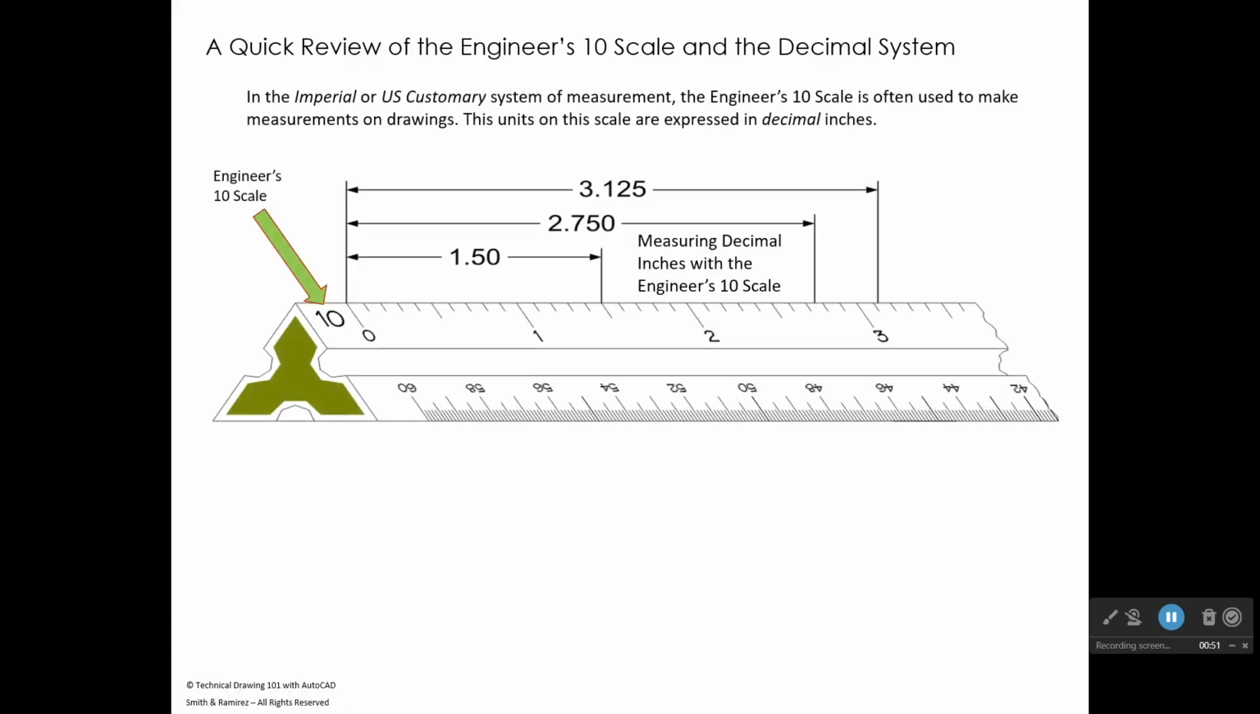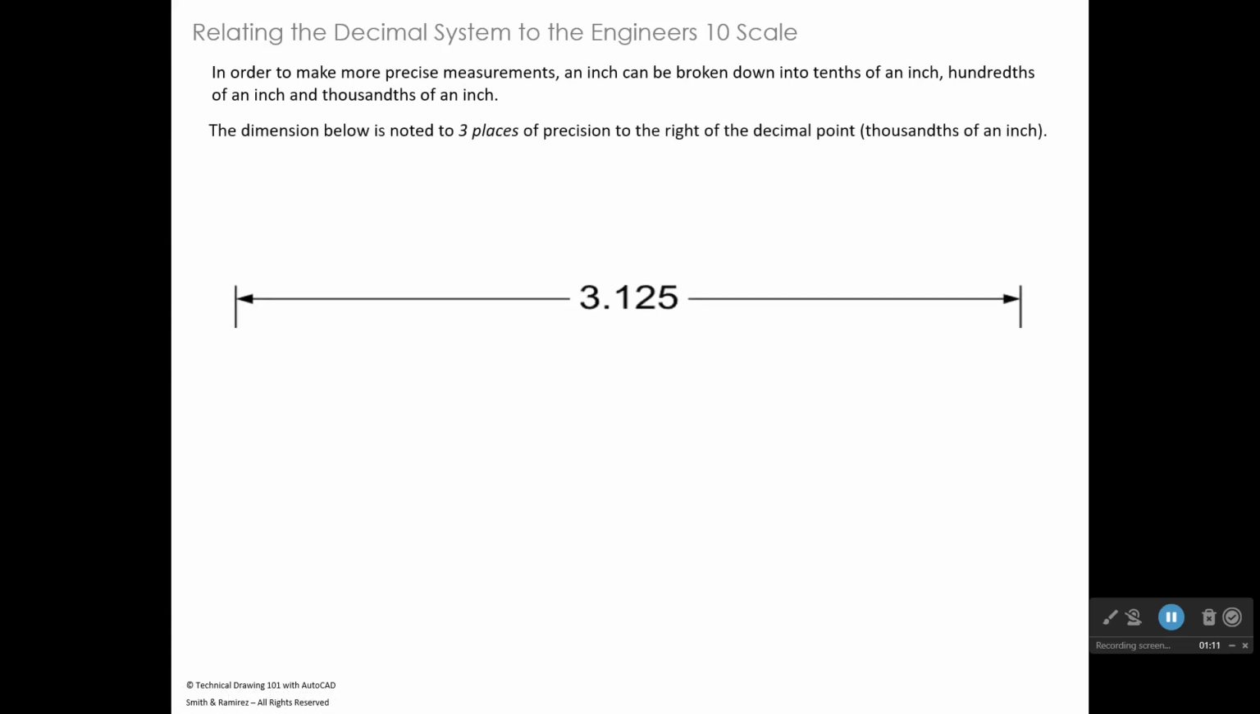All right, so hopefully you can see on your monitor a ruler, which we call a scale, and this is the engineer's 10 scale. And we have 3 different measurements marked off on this, and I'm going to discuss all 3 of those measurements here in just a second and kind of get into detail with those. So let's say that you have a dimension of 3.125.